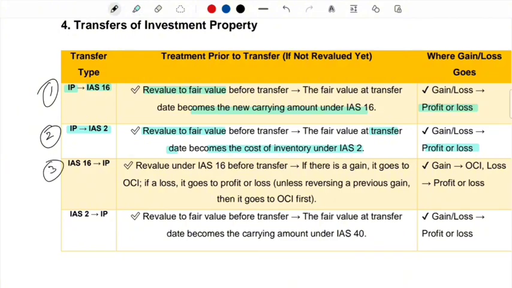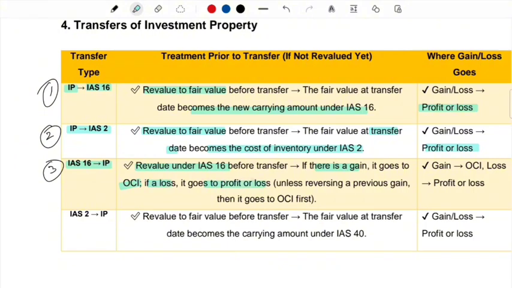Then we can go from IAS 16 to investment property. It's very common. In that situation, you will revalue under IAS 16 before transfer. If there is a gain, then you know where the gain will go. Where does it go? You tell me. It goes to OCI. We all know that. If it is a loss, we all know it will go to profit or loss. We've already talked about this.